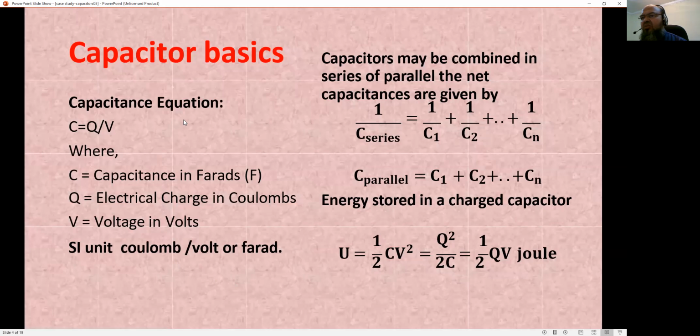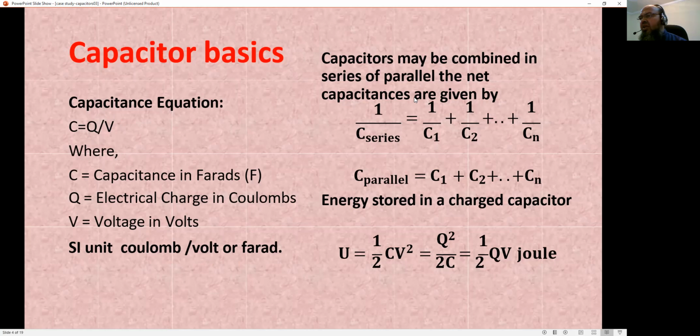Then the other basic equation for the capacitor is that C, known as capacitance, is the ratio of the charge given to it to the potential difference developed between the plates. So C is equal to Q upon V. The unit of capacitance is coulomb per volt, and it is called farad.